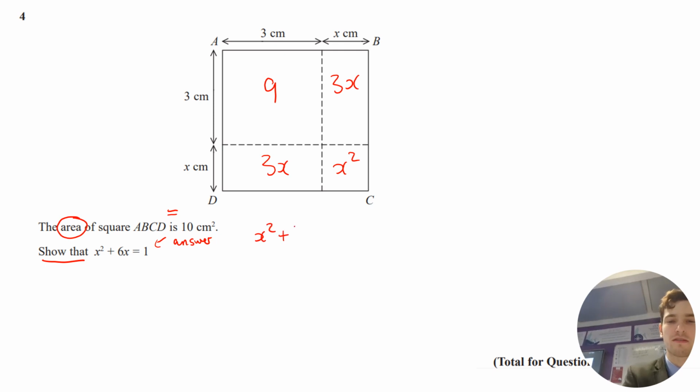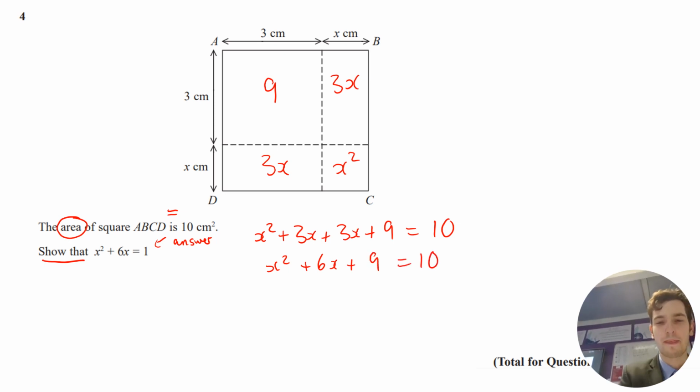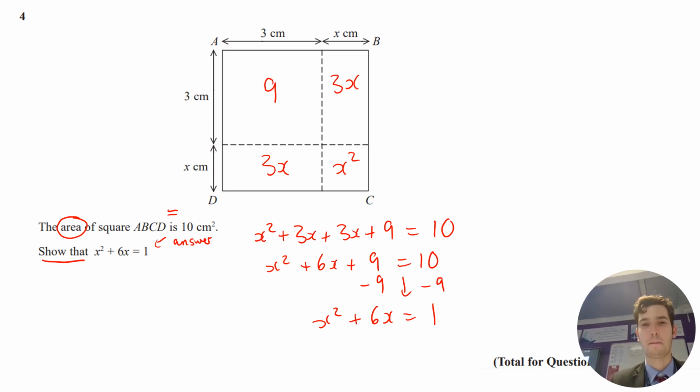X squared plus 3x plus 3x plus 9 equals 10. X squared plus 6x plus 9 equals 10. And I want to get to x squared plus 6x equals 1. So can you see how to do that? I think if I just minus 9, I've got x squared plus 6x equals 1. And that's it, I'm done. Nice and straightforward. Easy start to the paper, I think. Hopefully you've all got full marks so far.